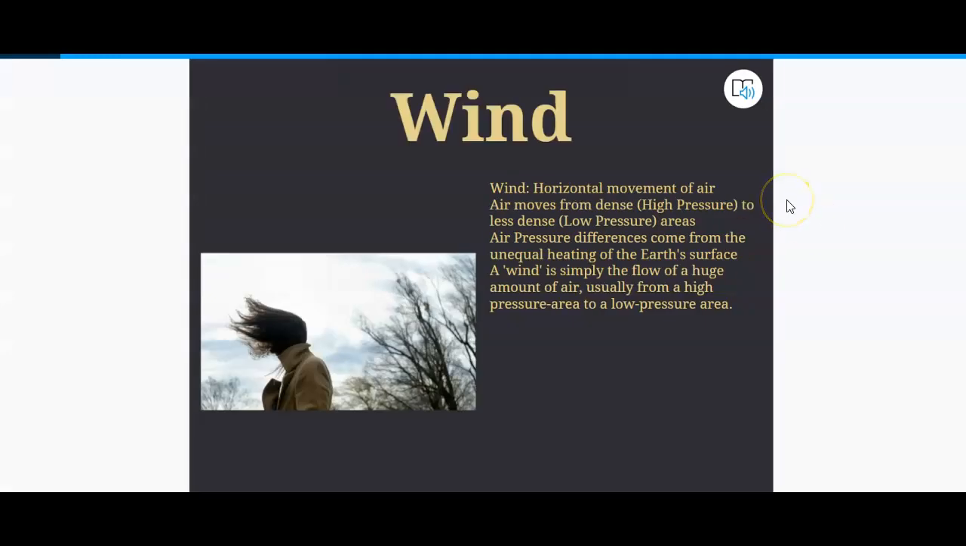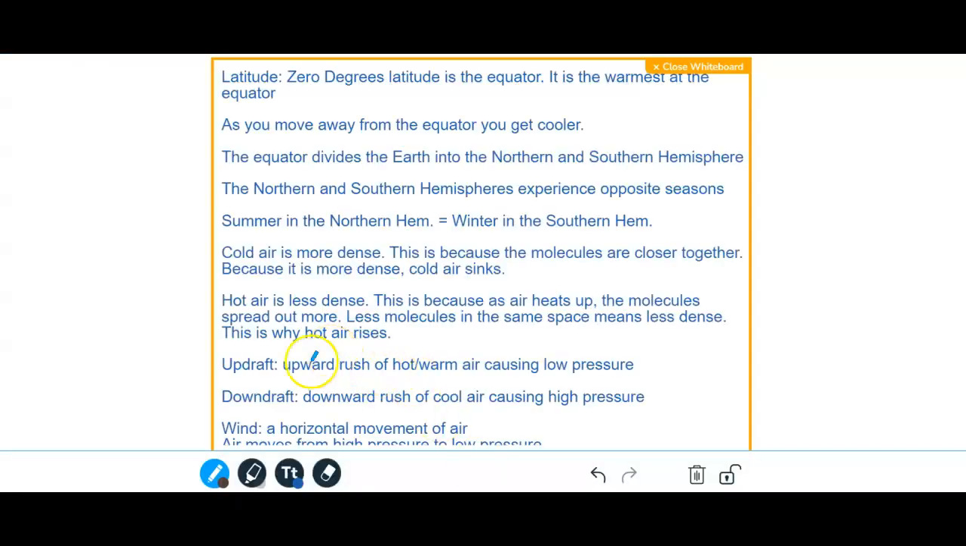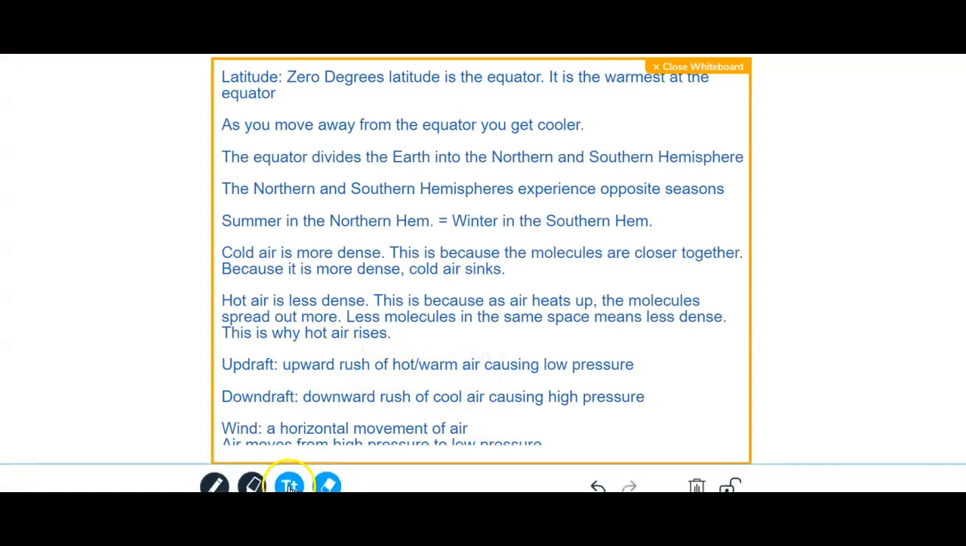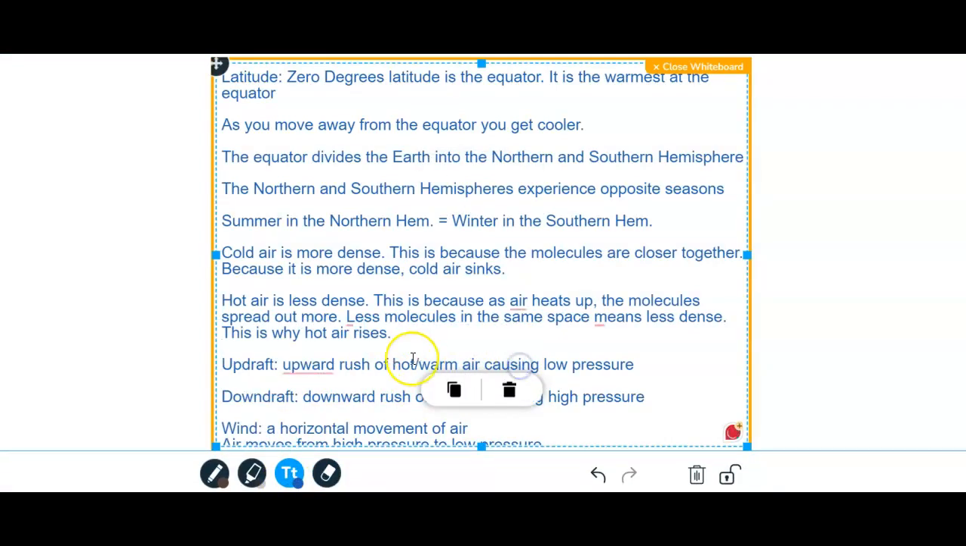All right, wind. I think wind was where I started with my other class today. Wind is a horizontal movement of air because air moves from high pressure to low pressure. As I open up our notes, and I try to get in there because this thing loves me so much.